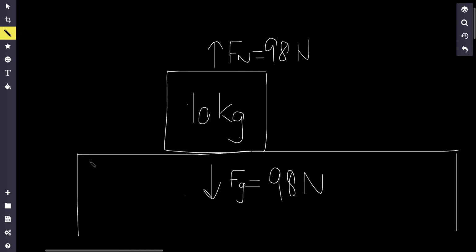Unless the table is really, really weak, and then the object just falls down because the table is weak, that would be sort of an exception. But let's just assume that this table is strong enough to hold our block. So we don't have to worry about the table breaking.